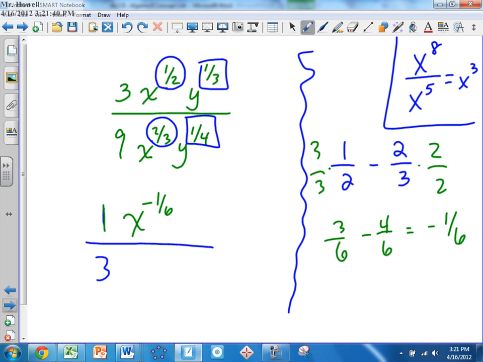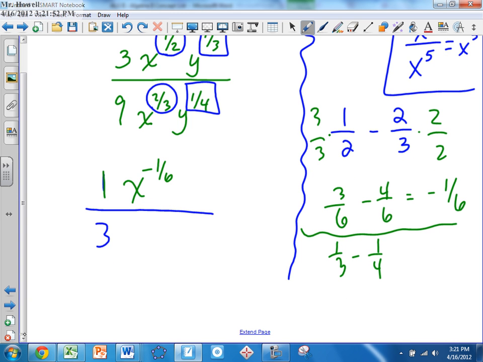What about the y part? I got to do 1/3 minus 1/4, right? 1/3 minus 1/4. Common denominator? 12. So I'm missing a 4 by 4 over here and a 3 over 3 over here. This is going to become 4 over 12 minus 3 over 12, which is 1 over 12. So this is y to the 1 over 12.